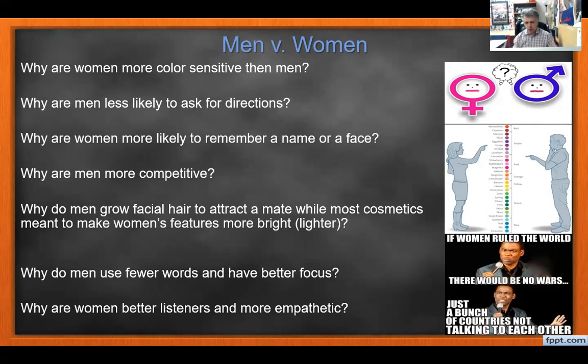But the women who would pick the good berries, the ripe berries, the healthy berries, would take them back to their family, and their DNA goes forward. Why are men more likely to ask for directions? And again, it's not egocentrism or anything else like that.